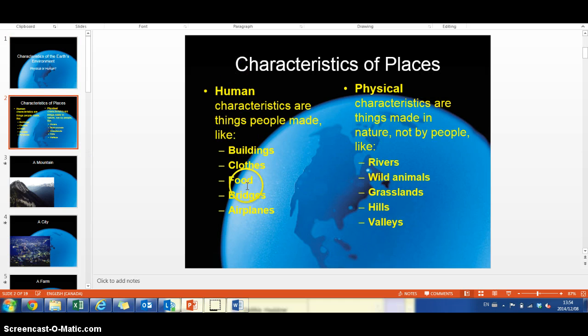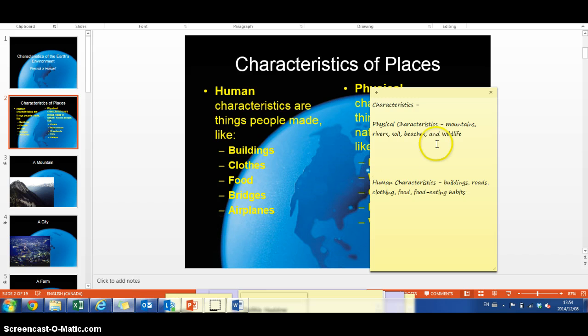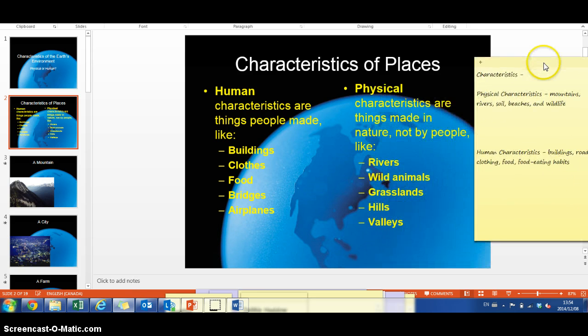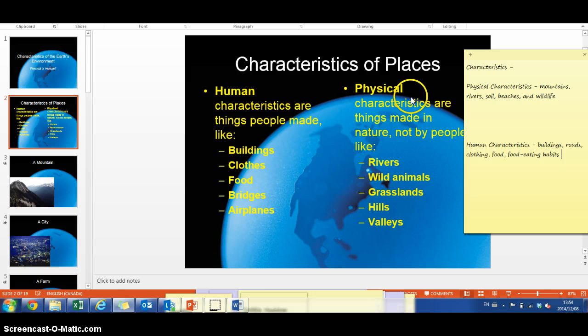Here are some examples of each, human and physical. Okay, buildings, clothes, foods, bridges, airplanes are all human characteristics. These are things that people made or ideas that people had. Physical characteristics are things made in nature, not by people, like rivers, wild animals, grasslands, hills, valleys, in addition to these things here that we've already mentioned, yeah? Okay, so let's go.